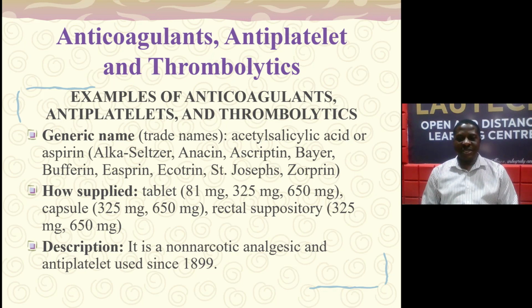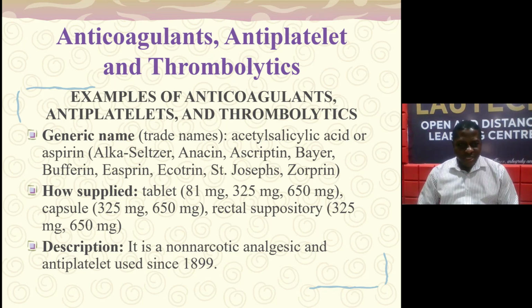You can have it in 1 milligram form, 325 milligram form, 650 milligram form. We equally have capsule of it, which is 325 milligram, 650 milligram. And this can equally be found in suppository, and it comes in dosage of 325 milligram, 650 milligram.